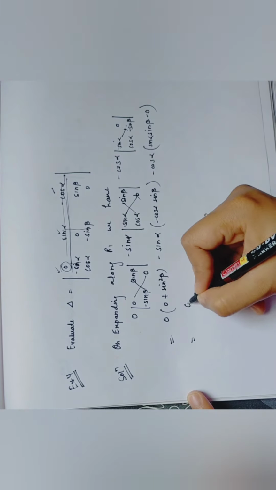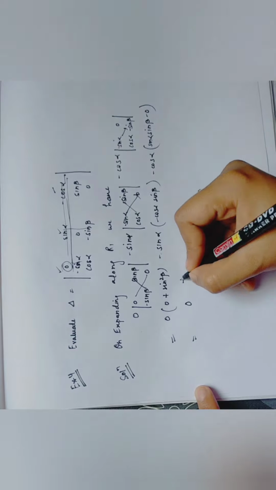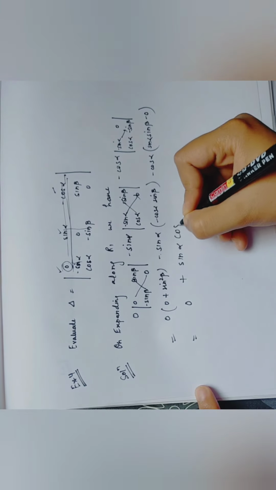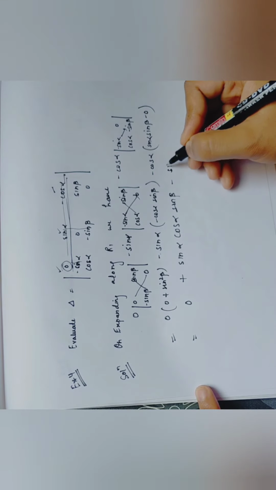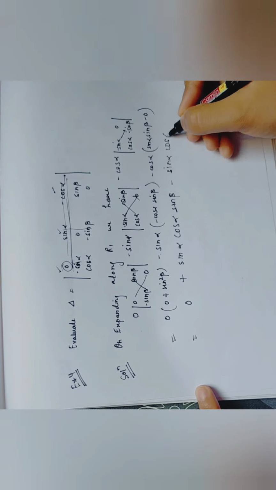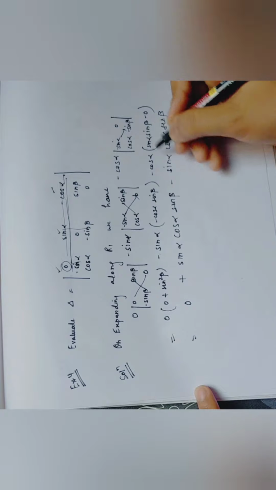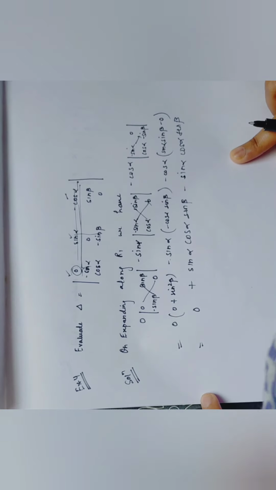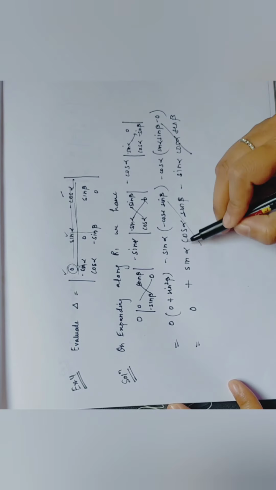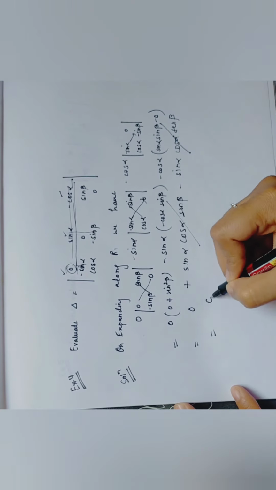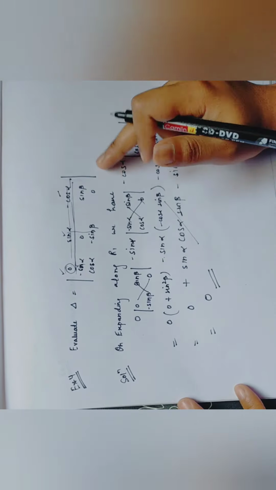It will give me 0 after multiplication. It will give me plus sin alpha cos alpha sin beta minus sin alpha cos alpha sin beta. So after multiplication, I got this statement. I can see directly that these two terms are the same but with opposite sign, so I can cancel them. So 0 is the answer of this form.